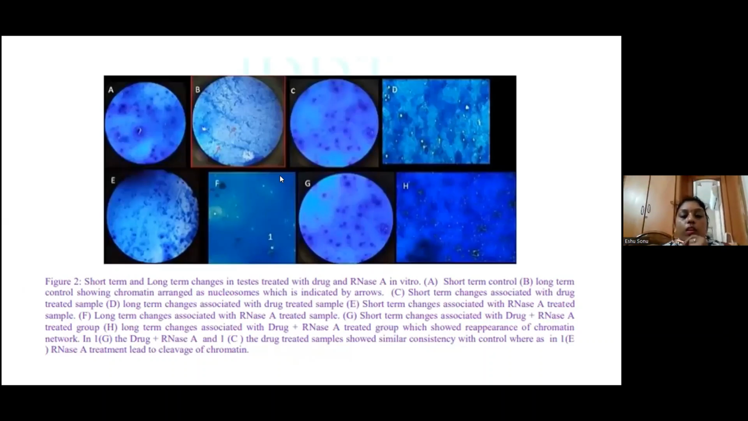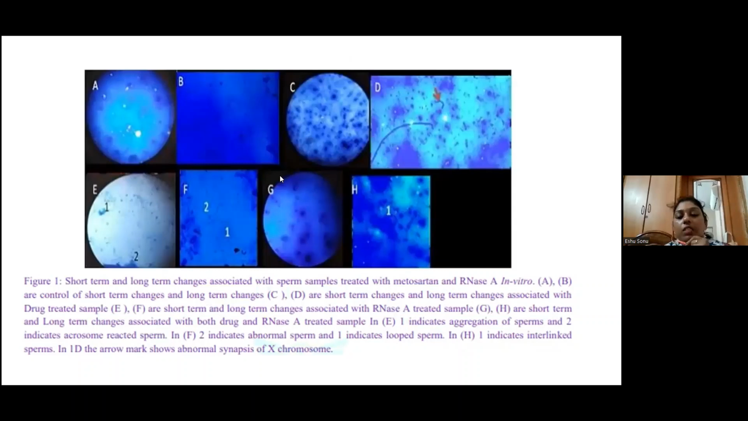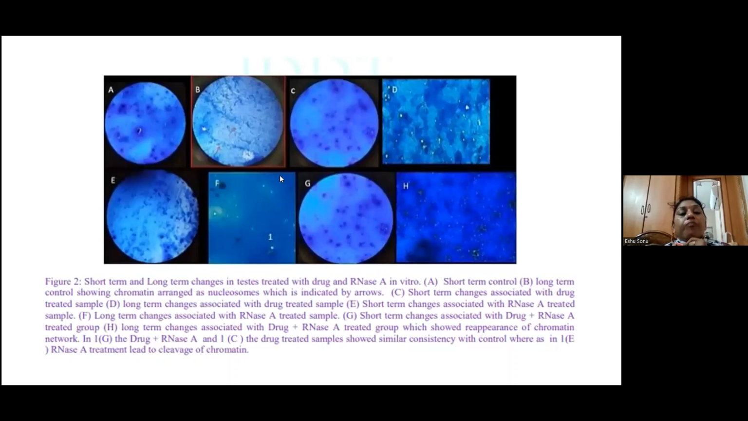These are the sperm samples tested, treated with this metosartan and RNase. And next one is testis tissue. And if you go for short-term and long-term changes in the control group, you can clearly see the chromosome markings in the B figure. So it won't affect the distilled water treated group, it is good.